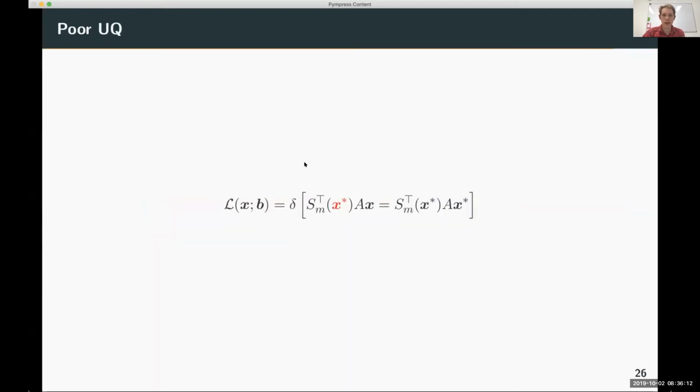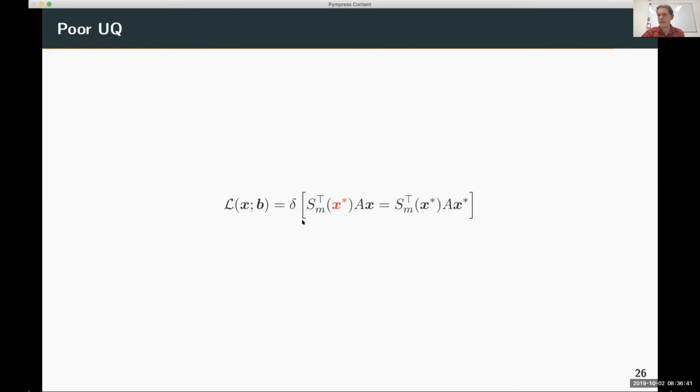And what's the issue here? Well, heuristically speaking, if we were to try and write down a likelihood for the inference problem that we conduct when we solve the forward problem, when we produce the posterior distribution for Bayes CG, we would see that the search directions here are a function of X star. So on the left-hand side, this is the relationship that we're trying to enforce: Sm transpose of A X is equal to Sm transpose of A X star.